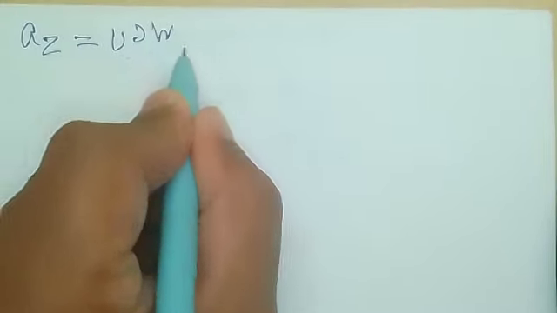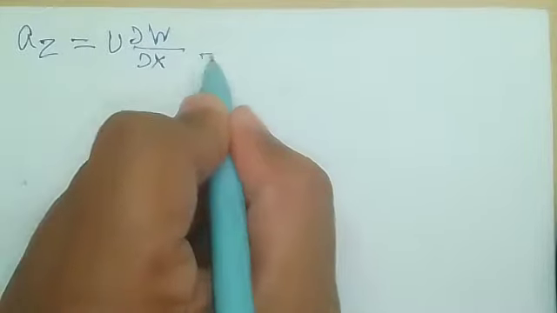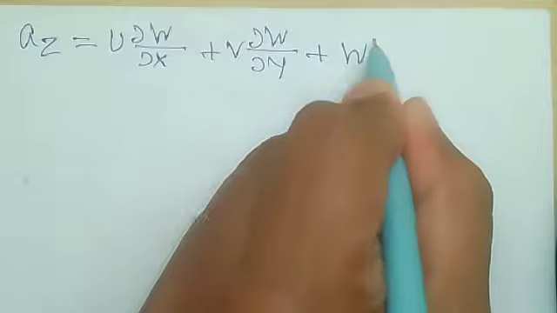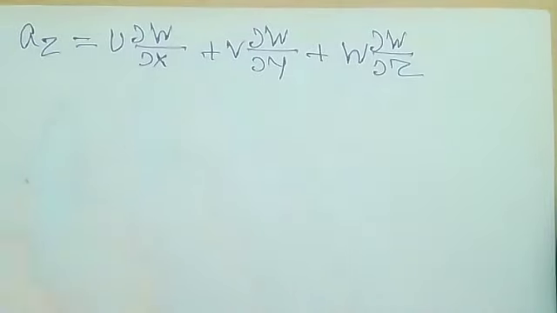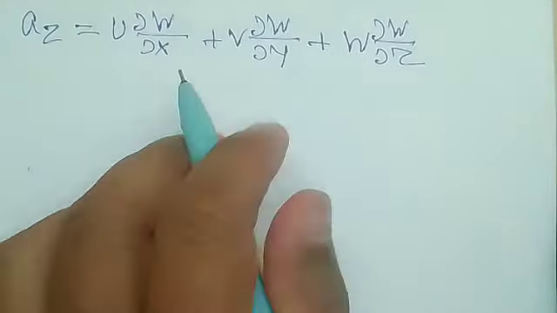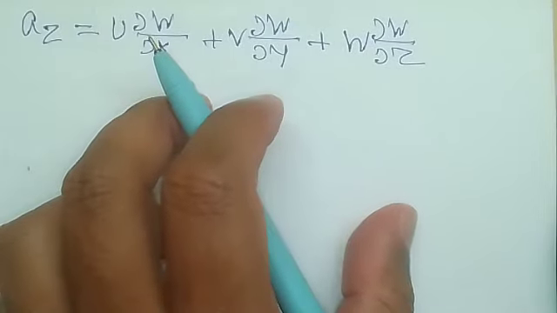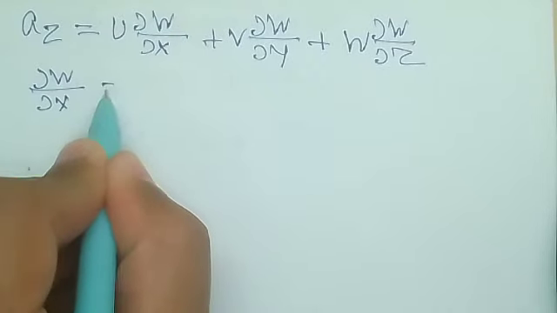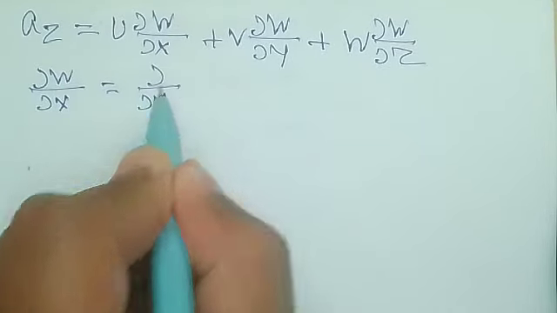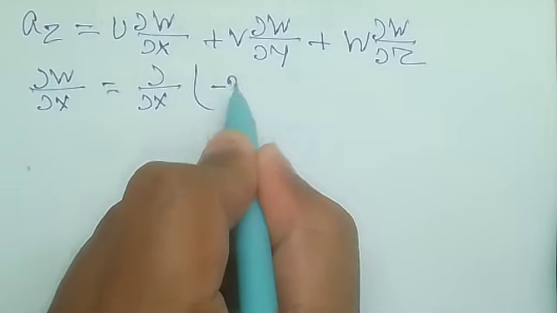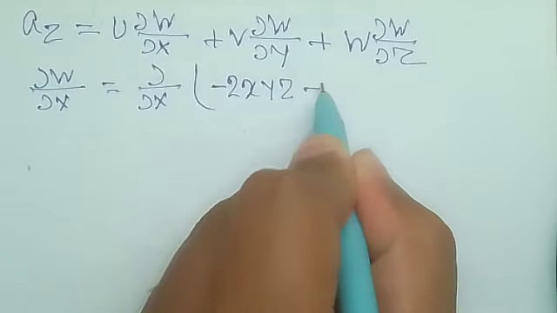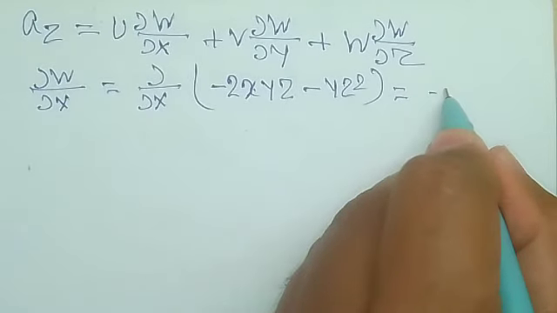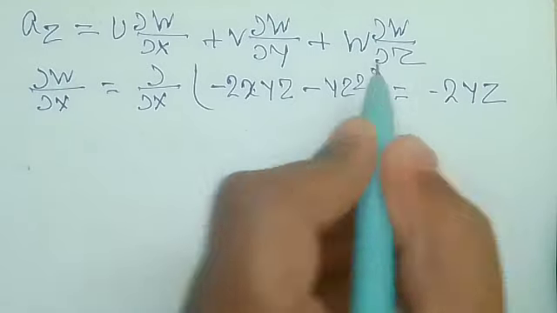U into dou W by dou X plus V into dou W by dou Y plus W into dou W by dou Z, right? So U is same, that is x square y, V is y square z, and W is this. So first of all we have to say dou W by dou X. So means dou by dou X into W, which is minus 2xyz minus yz squared. So x is 1, so it is minus 2yz. This will be 0, right?